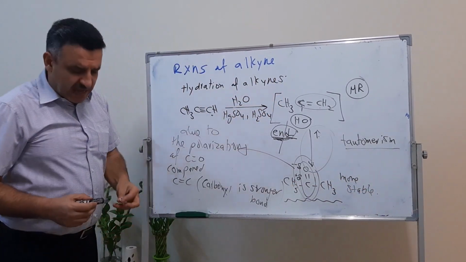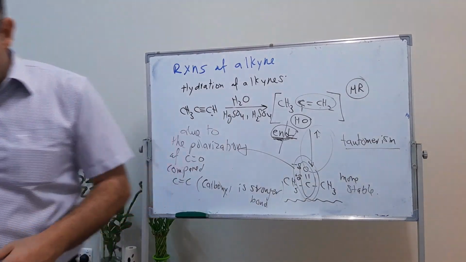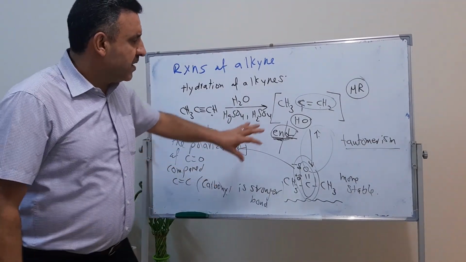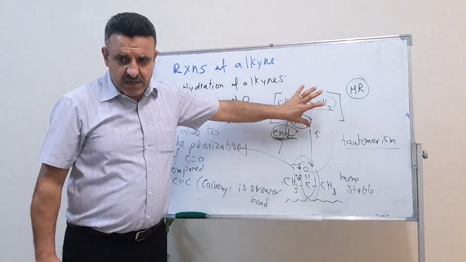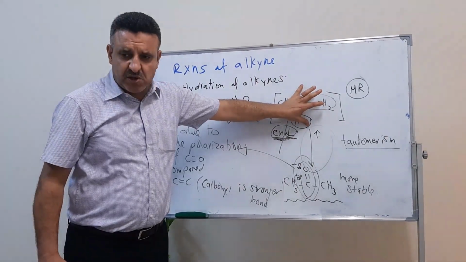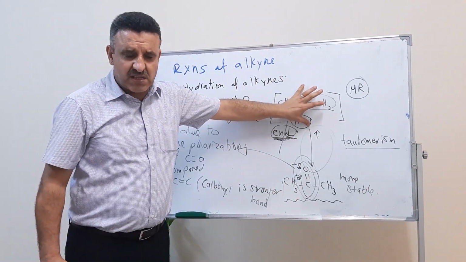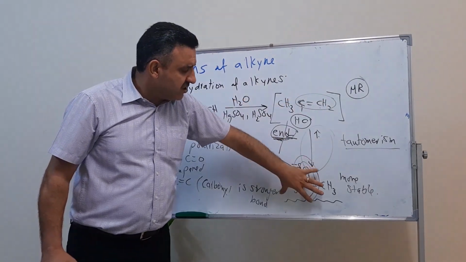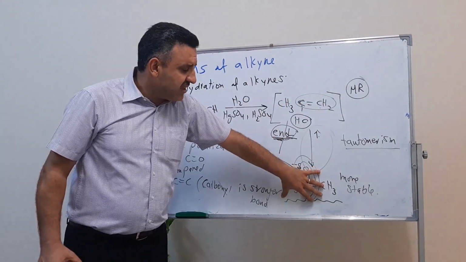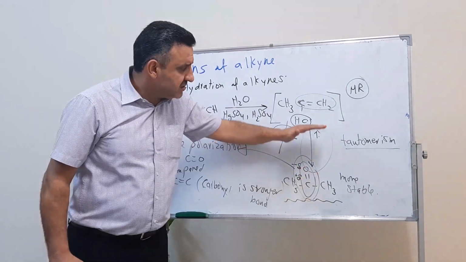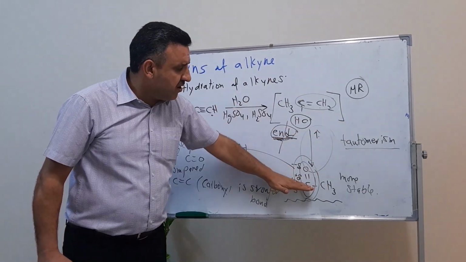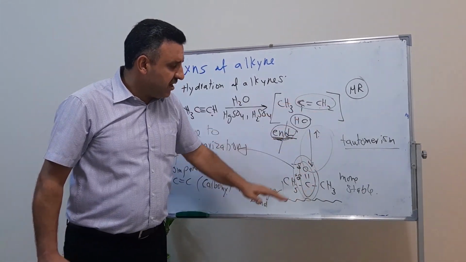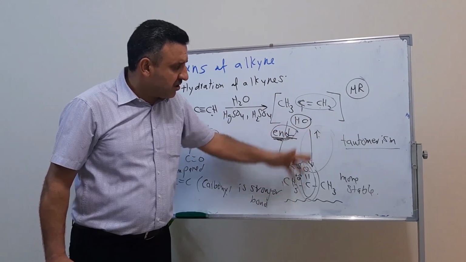Do you follow me? That's actually the reason behind it. That's the reason why we couldn't get this intermediate. We couldn't isolate this intermediate. The only product we could isolate is simply the ketone here, because, as we said, the keto form is more stable than the enol, and this is what we call tautomerism.